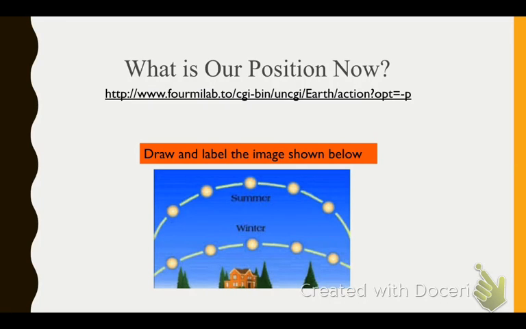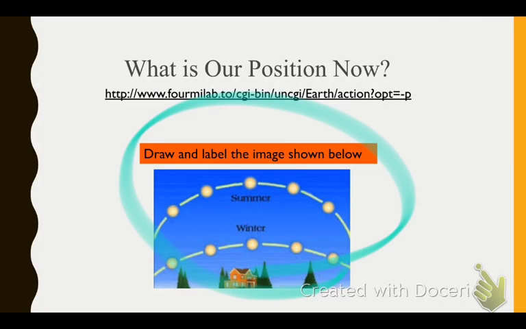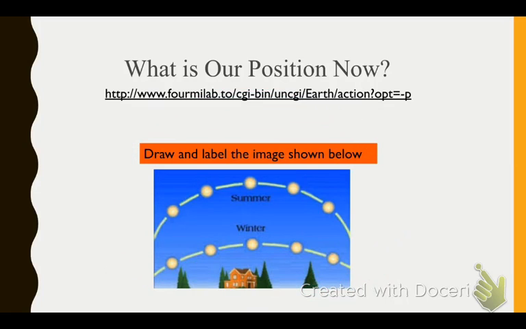I will include this link in the directions in Google Classroom. So it's just what is our position now on Earth. So you have a viewpoint of Earth, and you're kind of just looking at where the sun is. Make sure that you have this diagram drawn, just demonstrating that in the winter months the sun is lower, and in the summer months the sun is higher, or appears to look higher. Go ahead and pause here.